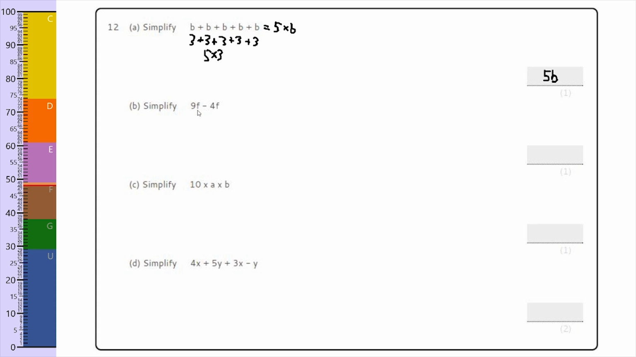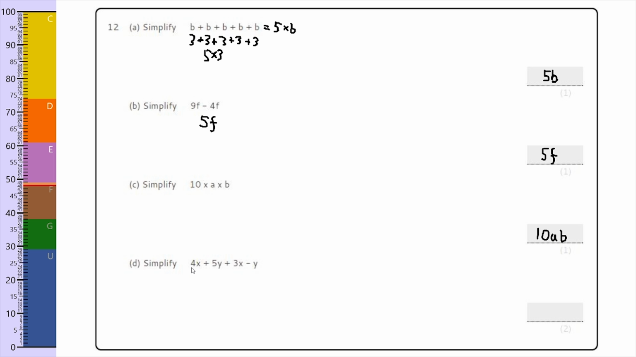Now here we've got 9 lots of f, whatever f is, we don't know, and we're taking away 4 lots of f. So if you have 9 things in your hand, and you take away 4 of those things, you're going to be left with 5 of whatever those things are, so 5f. And that's the answer. Okay, simplify this. Well, that's quite easy, because in algebra we do not put the times sign, so it's just going to be 10ab.